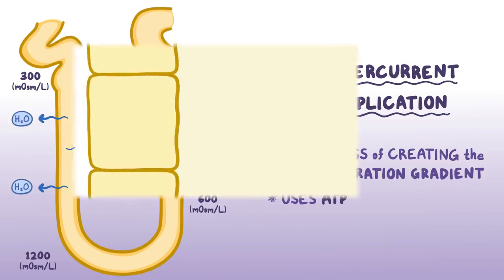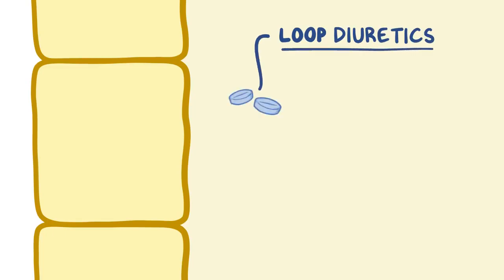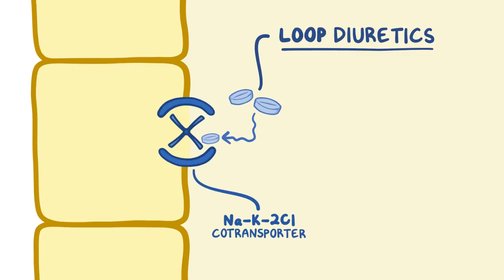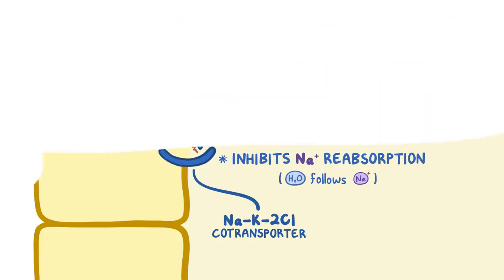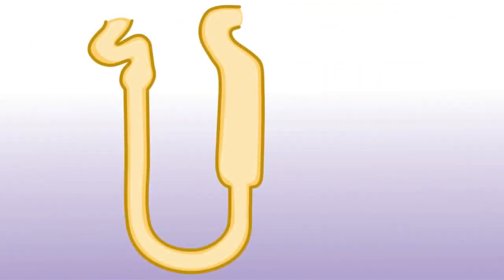Now, importantly, the thick ascending loop is the target of loop diuretics. Specifically, they attach to the chloride binding site of the sodium-potassium-chloride cotransporter and inhibit the transport protein. Diuretics are medications that help the body to lose water by inhibiting the reabsorption of sodium. Water follows sodium, so if more sodium is excreted into the urine, more water is lost in the urine as well.